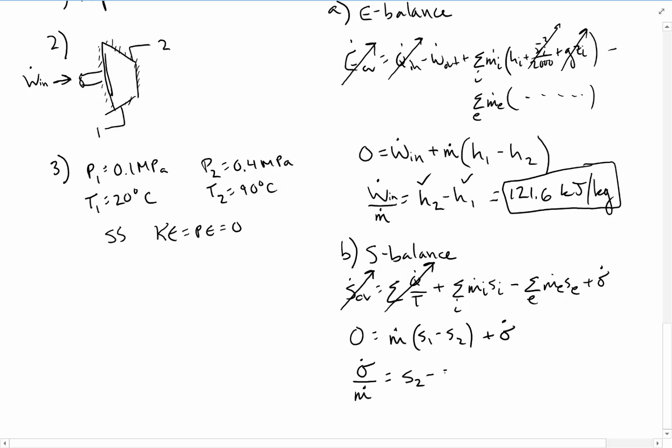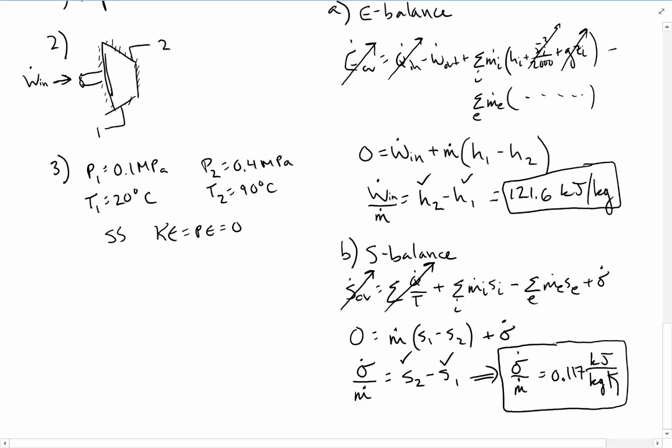S2 minus S1. We have two properties at state 2, so we can get S2. We have two properties at state 1, so we can get S1. And so what we find is that sigma dot over m dot is equal to 0.117 kilojoules per kilogram Kelvin. And the fact that that's greater than 0 makes sense because it shouldn't be less than 0. A reversible system would have no entropy generation. Otherwise, entropy generation should always be positive. So that's it. We're done.